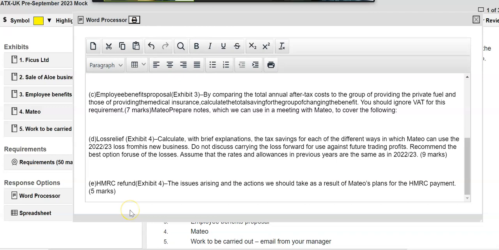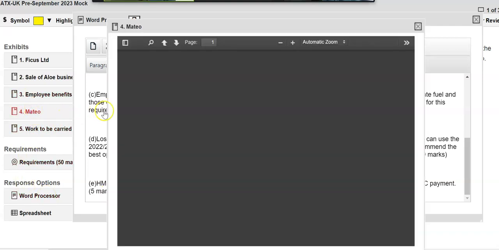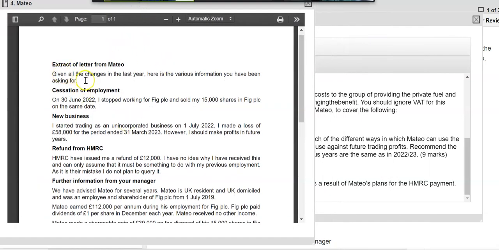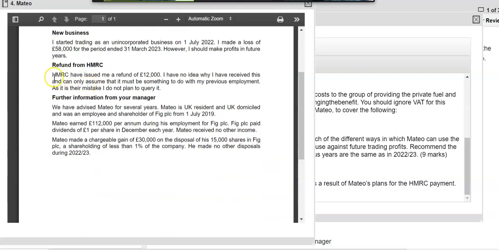So if I would have been in the exam instead of you, I would go with part E first because that's easy 5 marks. I can easily get 3 out of them. So it is related to Matthew, so I'll go with the Matthew exhibit. Let's read out the Matthew part. Given all the changes in the last tax year, here is the various information you have been asking for. So employment, etc. That's the refund part.